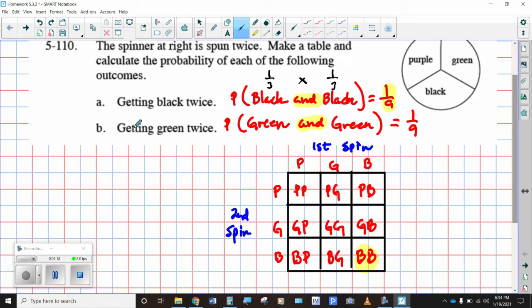What's the probability of getting a green twice? Well, same exact thing, right? You're using the word and, so you're going to take the probability of getting a green, which is 1/3, times a 1/3 probability. Getting a green twice, there's only 1 out of the 9 in that table that are green. So the answer is 1/9.